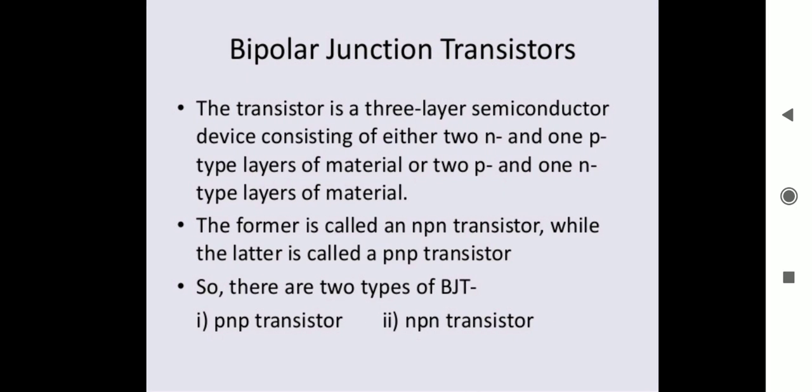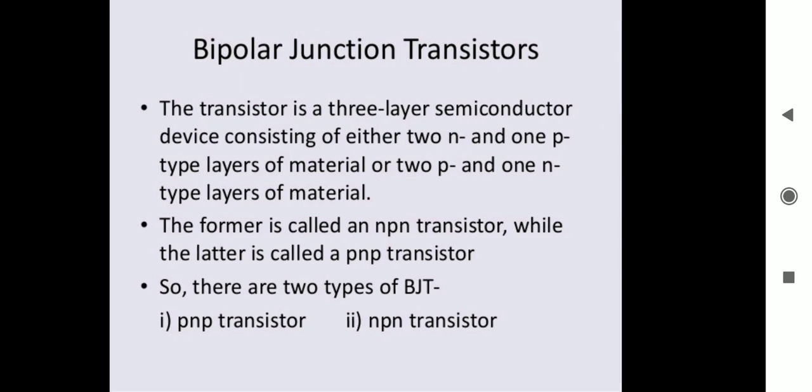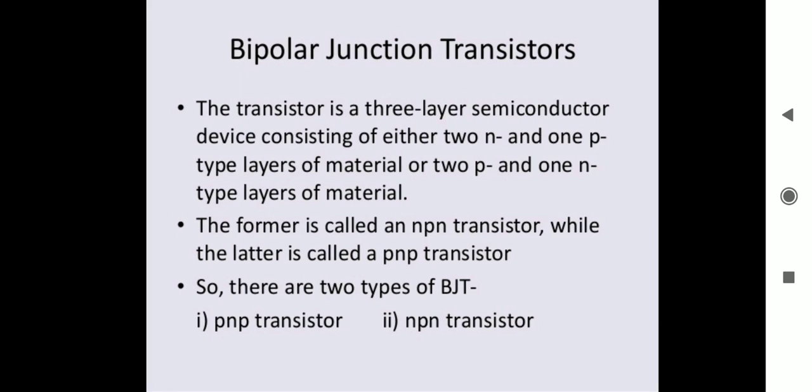The next logical step in the development of semiconductor devices after the diode is the bipolar junction transistor. A transistor is a three-terminal device. The terminals are collector, emitter and base, of which the base is the control terminal.